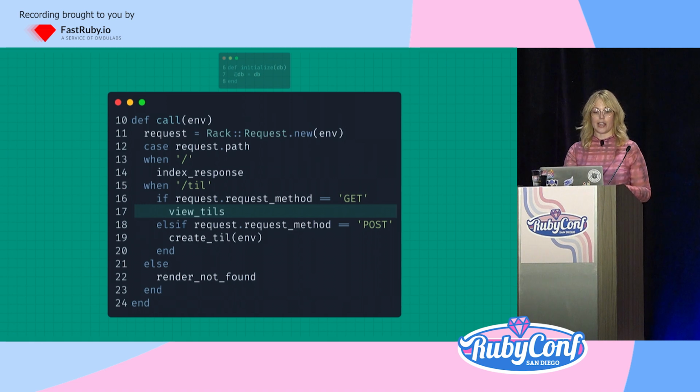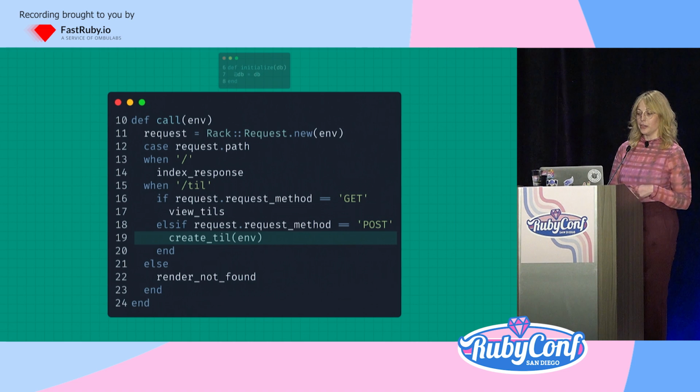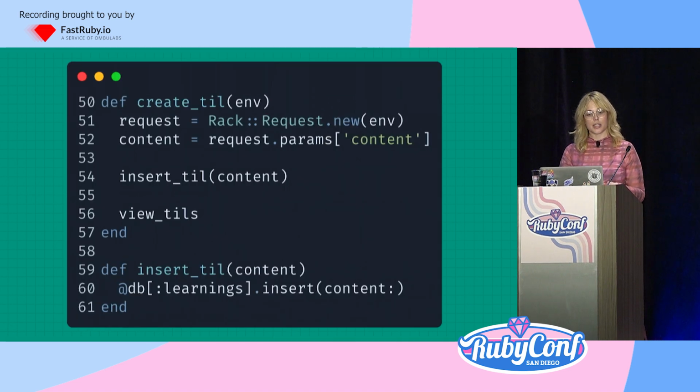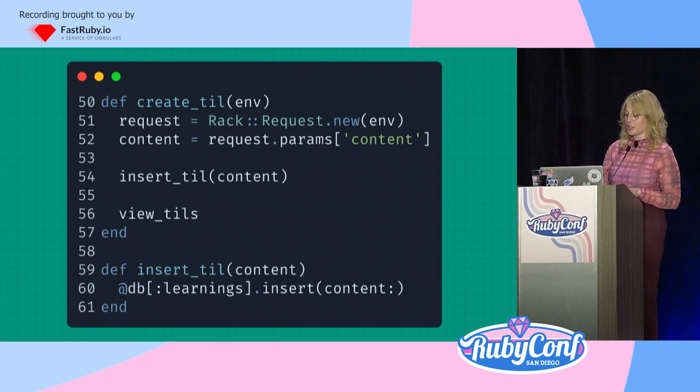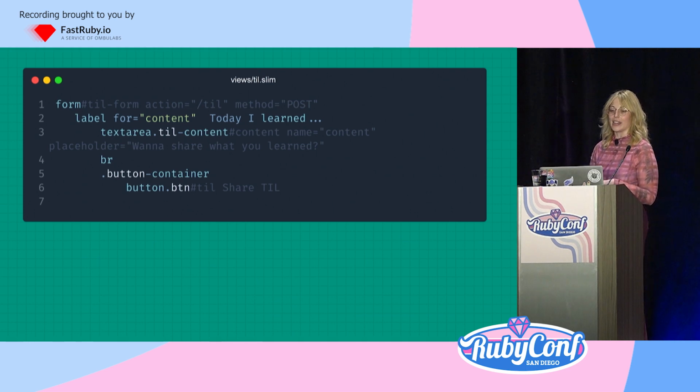Next is our creation route. If the request method is a POST at the TIL route, we'll run through this method. We grab content params from the request and then insert it into the learnings table in the database. After that, we re-render the index page. This will allow the new learning to be displayed on the page after posting. In our til.slim view, we've added a form to post to this route with the content param.